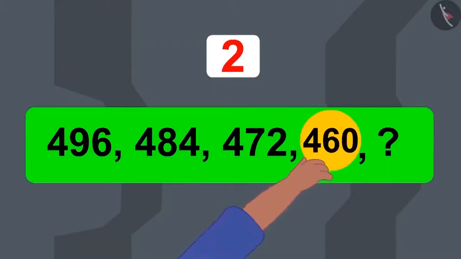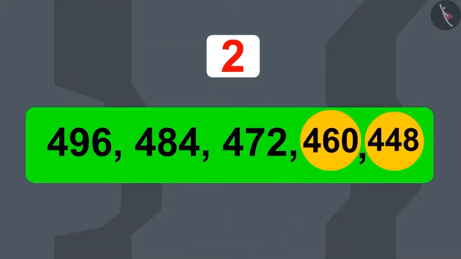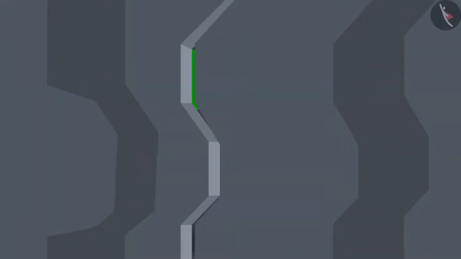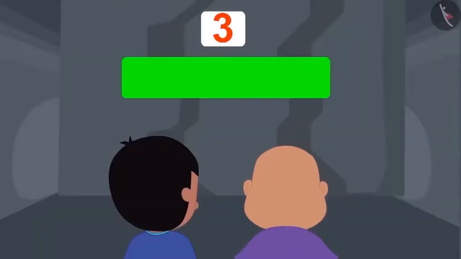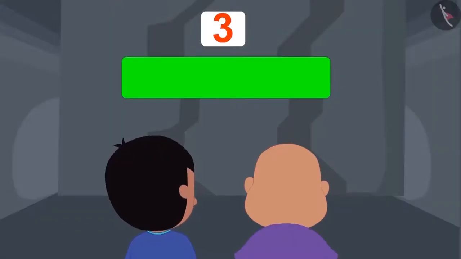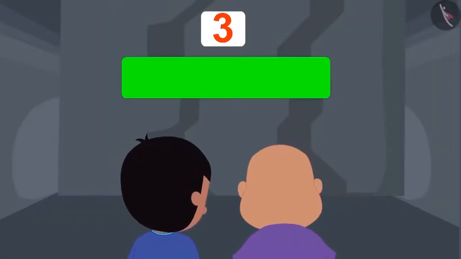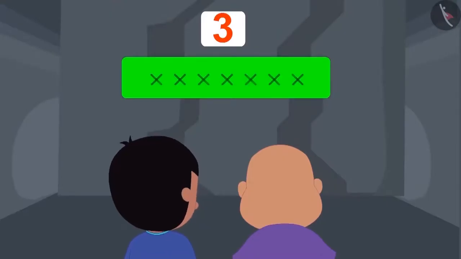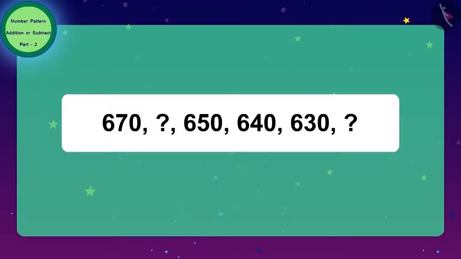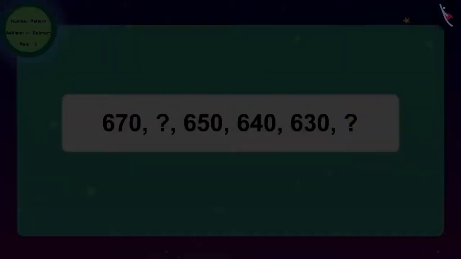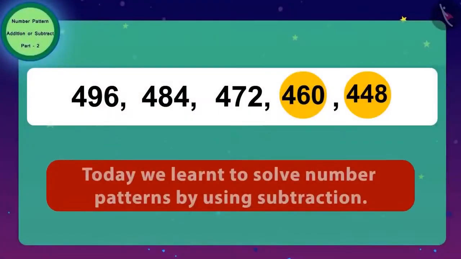Raju fed the discovered numbers into the second door of Jeev. Oh wow! The door opened! Now Raju and Bablu were standing before the last wall. They saw their last code on the wall. What is that code? We will see in the next video. But why don't you find the answer to this code? Children, today we have learned to solve number patterns by using subtraction.